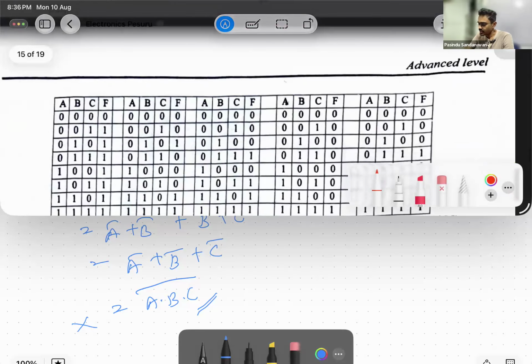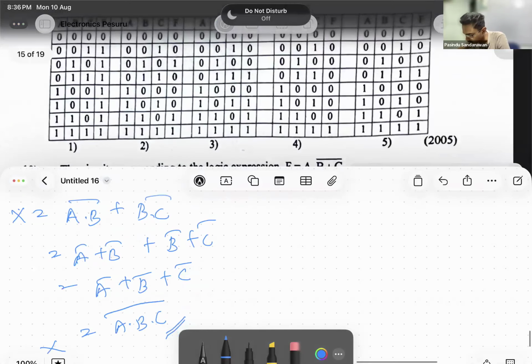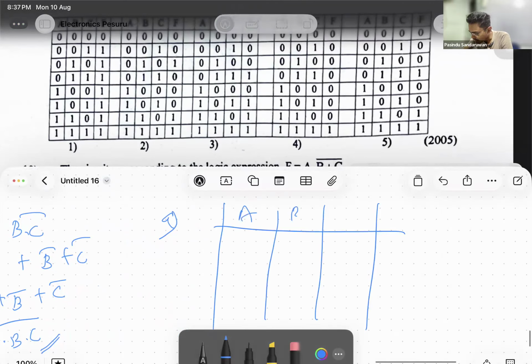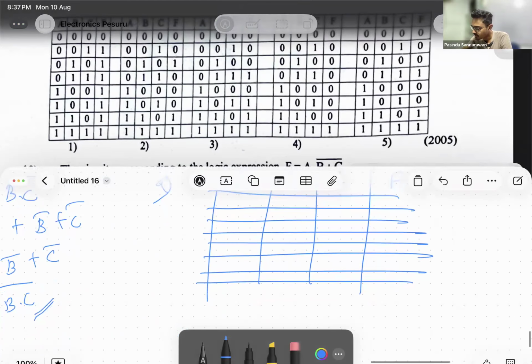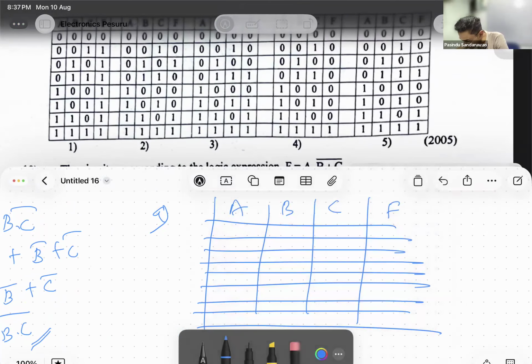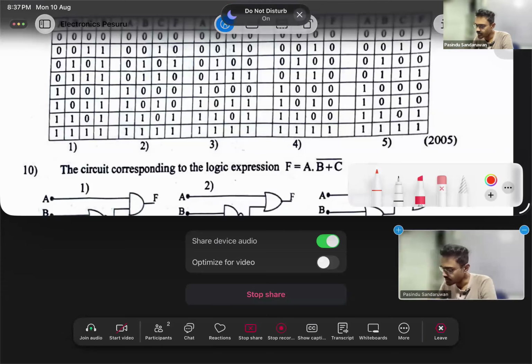Okay. There are three inputs A, B, C, and the output is F. Then 8 lines, 1, 2, 3, 4, 5, 6, 7, 8. Then A is 0, 0, 0, 0, 1, 1, 1, 1.